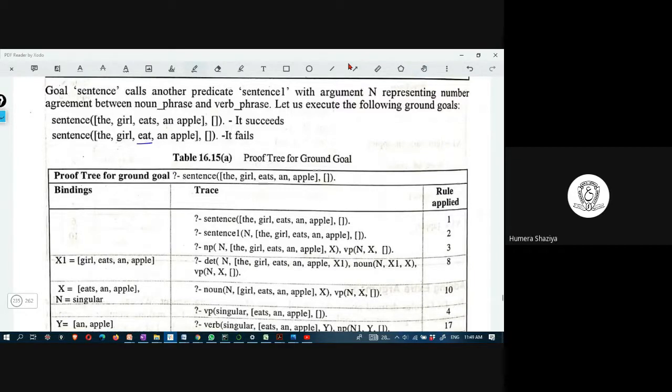Why does it fail? Because it is not matching the number. What is the number? It means whether it is plural or singular. Girl is singular. Because girl is singular, here you have to use eats, not eat. If girl is plural, then you have to use eat. So when you use DCG and try to parse this sentence, parsing fails because it is not the right grammar. And the first one passes because it is the right grammar. Here it says the girl eats an apple. Eats is singular, girl is singular, both are matching.